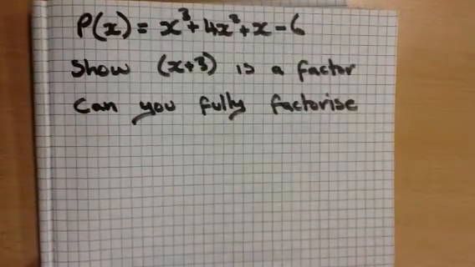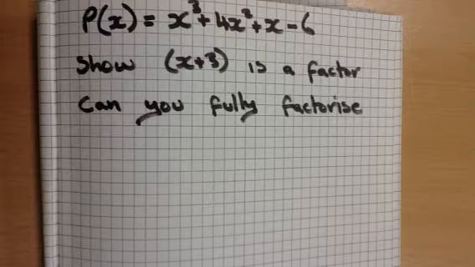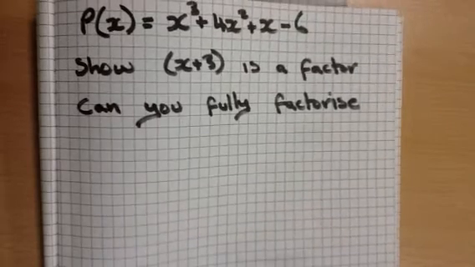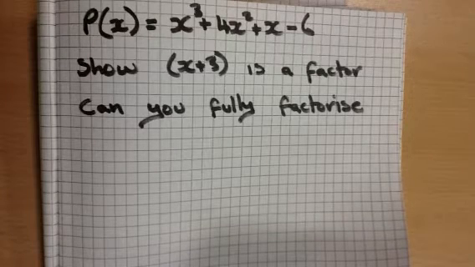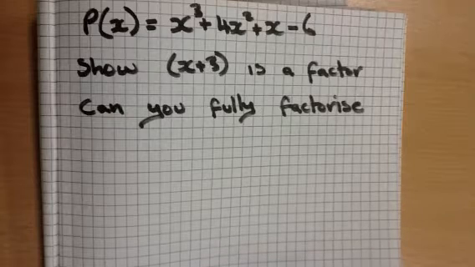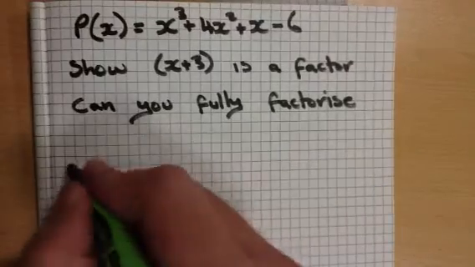I'm going to start with my polynomial x cubed plus 4x squared plus x minus 6. I'm asked to show that x plus 3 is a factor, and then I'm going to try and fully factorise my polynomial. So using my factor theorem, if x plus 3 is a factor, then p of minus 3 would have to equal 0. So let's try that.